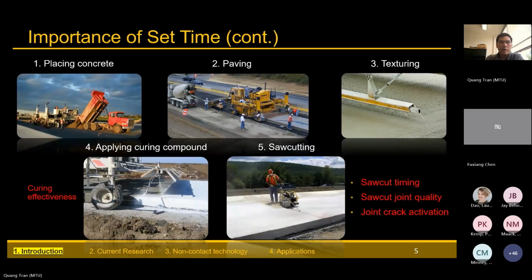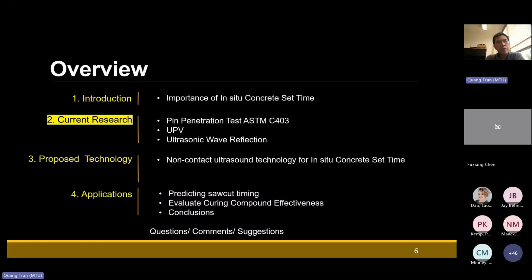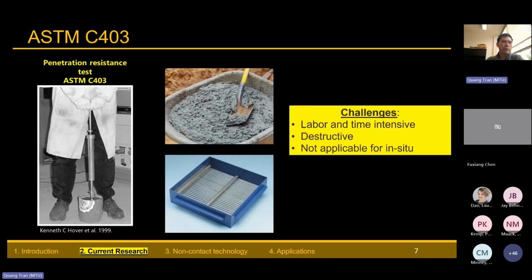So what have we been doing to determine the concrete set time in the lab and in the field? Firstly, there is the very well-known ASTM standard C403, the penetration test. This test is very simple and straightforward for determining the set time. All we have to do is make the concrete sample, extract the cement paste, and then do the pin penetration resistance test.